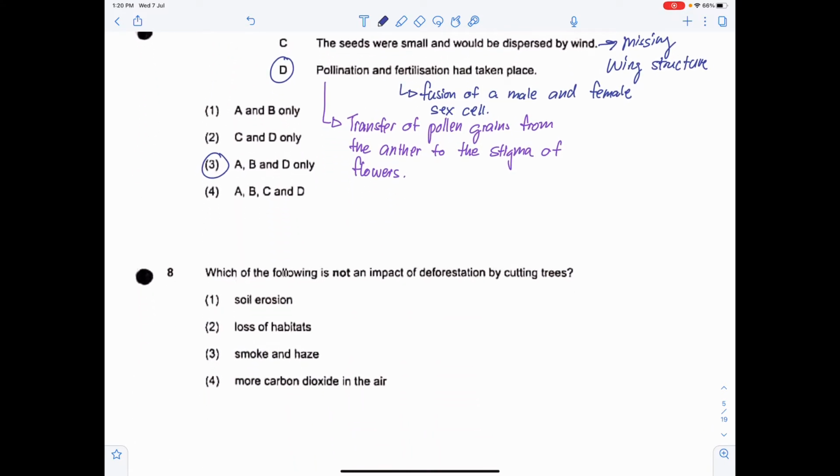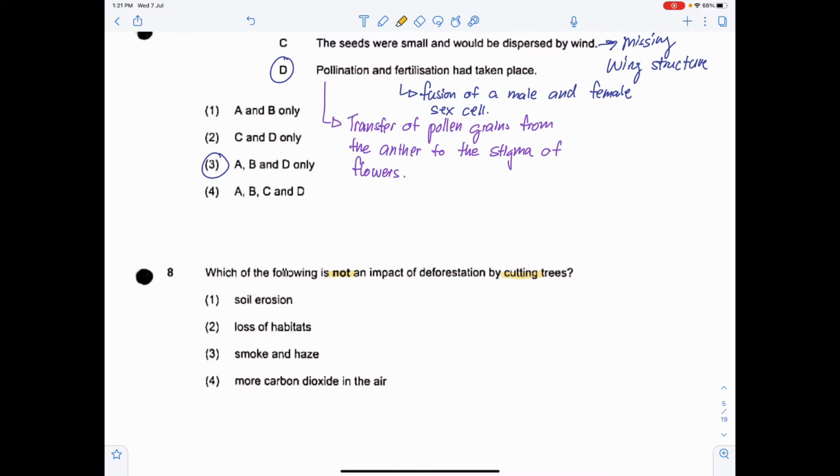Okay, which of the following is not an impact of deforestation by cutting trees? So once again, this is no longer tested. However, okay, I want to quickly run through it. So it says cutting trees. So make sure you highlight certain keywords, especially the word not.